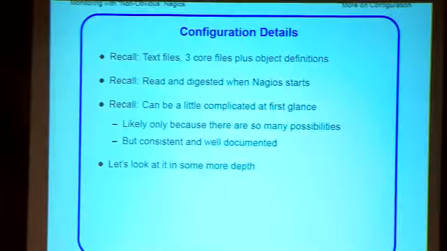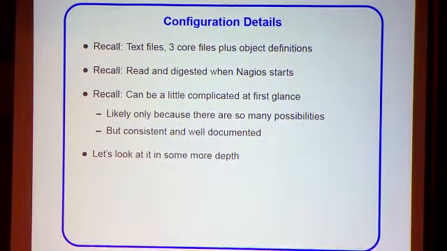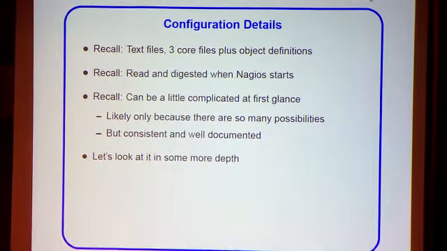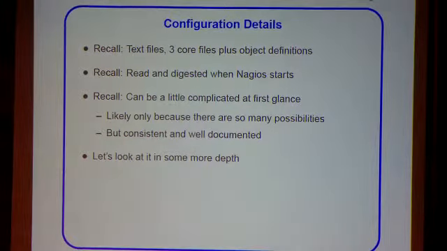So remember, I said there were 3 core files plus the object definitions. When Nagios starts up, it digests all those files, makes sure they're all consistent, and then starts running. In the init scripts, you can say service Nagios restart or reload. There are some bits of software out there that will actually keep on running, reload the configuration, and just carry right on. I believe what Nagios does is if you say reload, maybe it does a sanity check on the files, and then stops itself and restarts itself. So it's not really reloading, it's restarting, but in a nice, quick, tidy way.